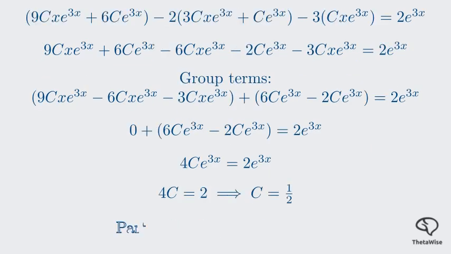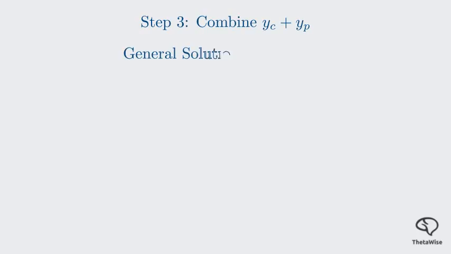Now we can write our particular solution. Substituting c equals 1/2 into our expression for y_p, we get y_p equals 1/2 xe to the 3x. We've now found both parts of our solution. We've done the heavy lifting. The final step is to combine our complementary and particular solutions to get the general solution. Step 3. Combine y_c and y_p for the general solution. Our formula for the general solution is y equals y_c plus y_p. Let's recall what we found for y_c and y_p.